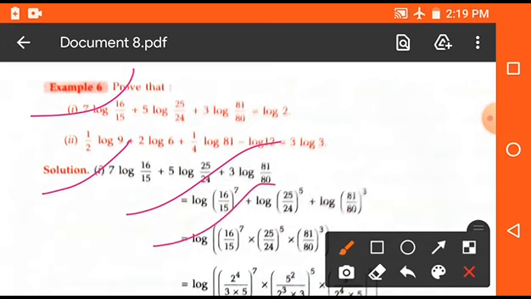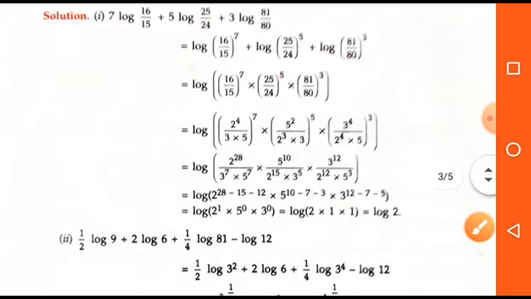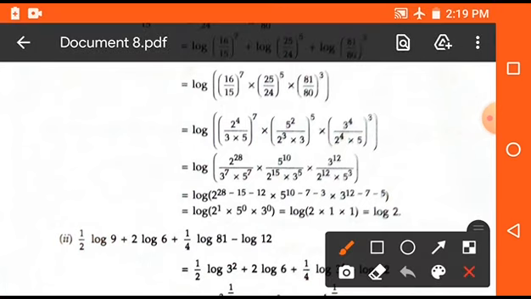Now we can apply here log m plus log n plus log p. It means that log of m into n into p. So by the product formula we can write here log of 2 to the power 4 upon 3 into 5 whole power 7 into 5 to the power 2 upon 2 to the power 3 into 3 whole power 5 into 3 to the power 4 upon 2 to the power 4 into 5 whole power 3.